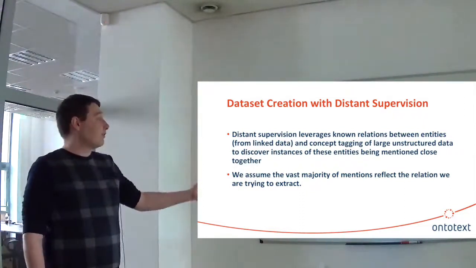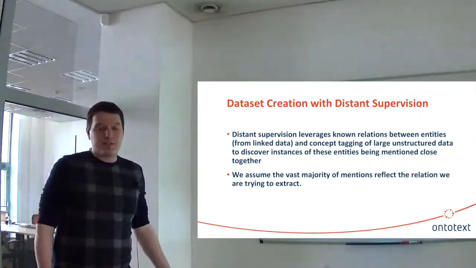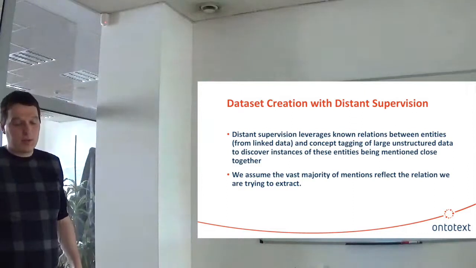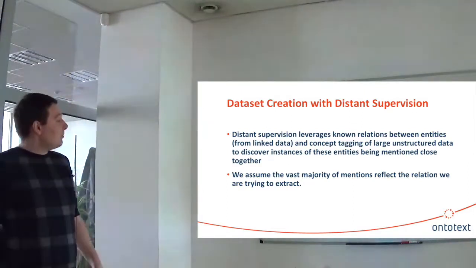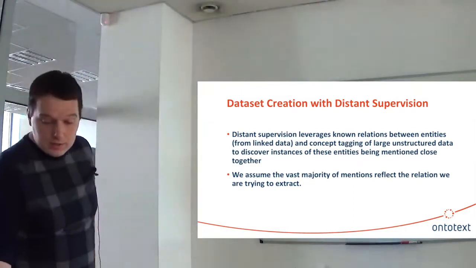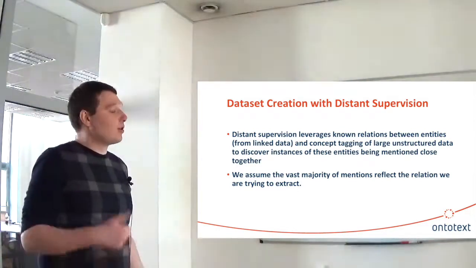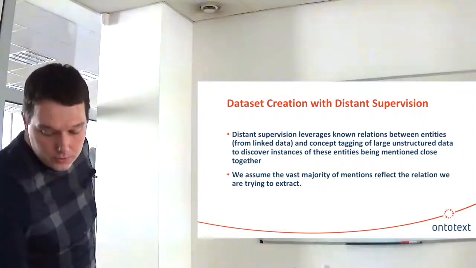And we also need a lot of unstructured data, which is, of course, in our case, text. So basically, we're working with news stories, because that's the most plentiful data we have. So we needed to pick some kind of relation that we both know a lot about from linked data and also can be expressed very often in the news.